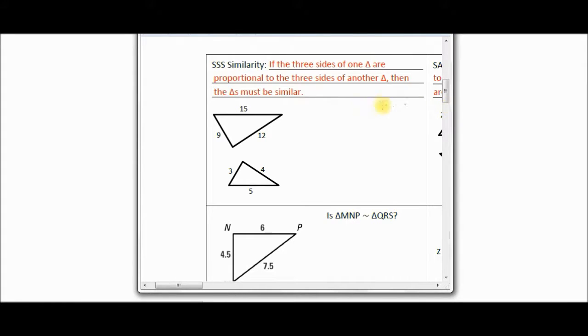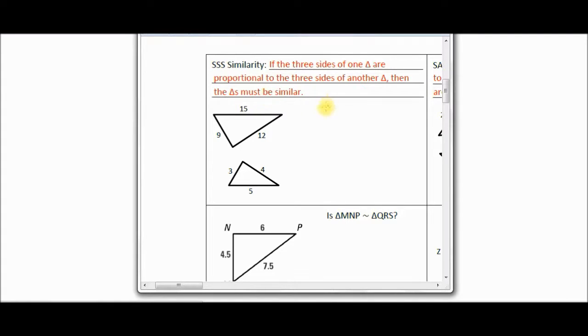The first one, or the second one, is we had AA already, angle, angle. Now we've got side, side, side. Now class, you have learned that side, side, side also proves congruence. Well, we can also use it to prove similarity. If the three sides of one triangle are proportional to the three sides of another triangle, then the triangles must be similar. For congruence, we said if three sides of one triangle are congruent to three sides of another, then the triangles are congruent. In this case, if they're proportional, then the triangles are similar.